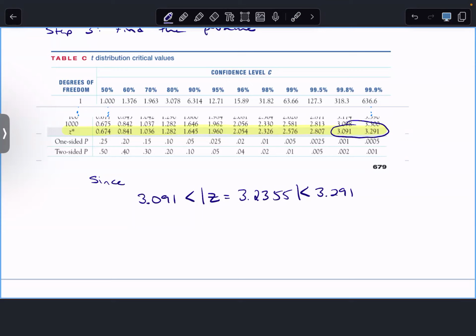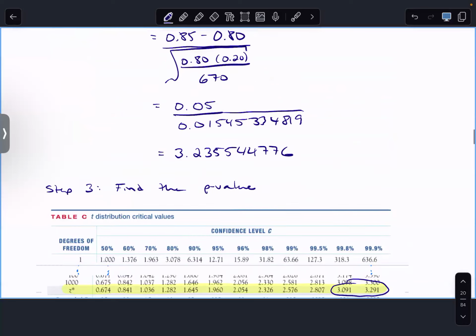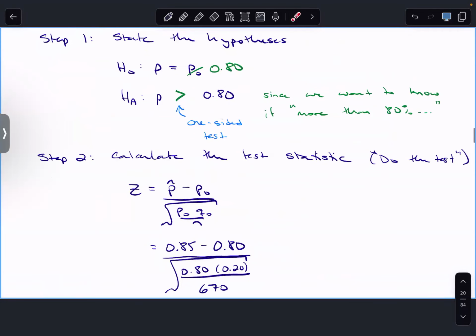This is where you need to remember if you have a one-sided p-value or a two-sided p-value. It feels like so long ago that we set up the null and alternative hypotheses, but that's why I like to make a note. Because I want to know if p is greater than 0.8, which means I have a one-sided test, which means I need a one-sided p-value.